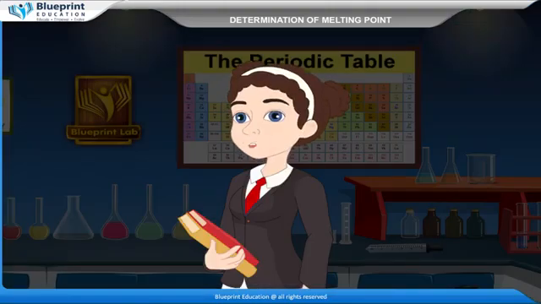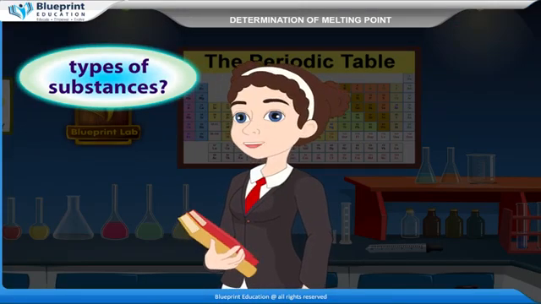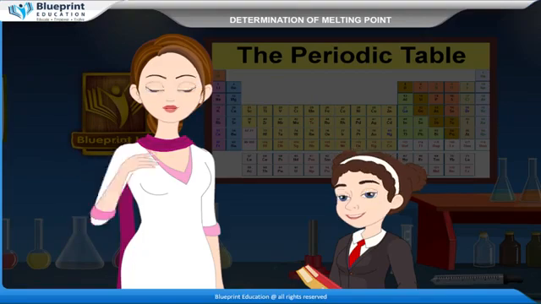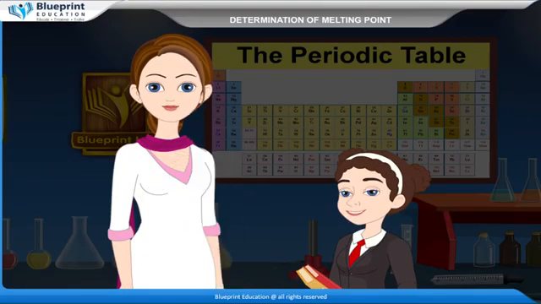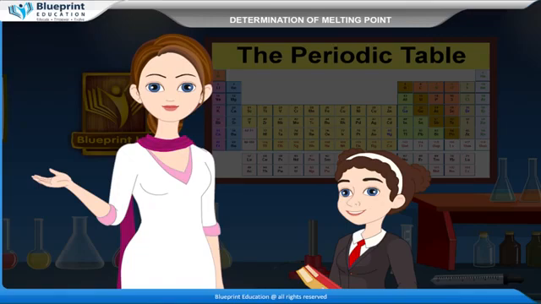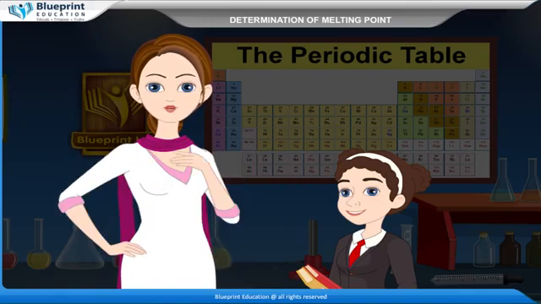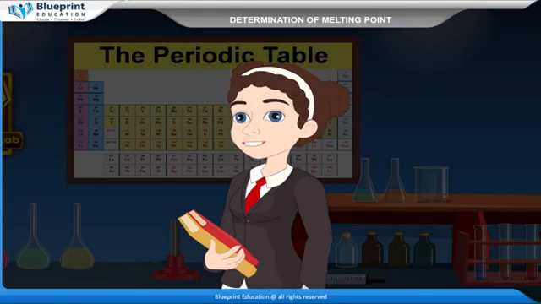Is the melting point the same for all types of substances? No, it is not. A pure substance has a sharp melting point and it melts at a definite temperature, whereas an impure substance has a lower melting point. It means determination of melting point is a convenient method to check the purity of a solid substance.